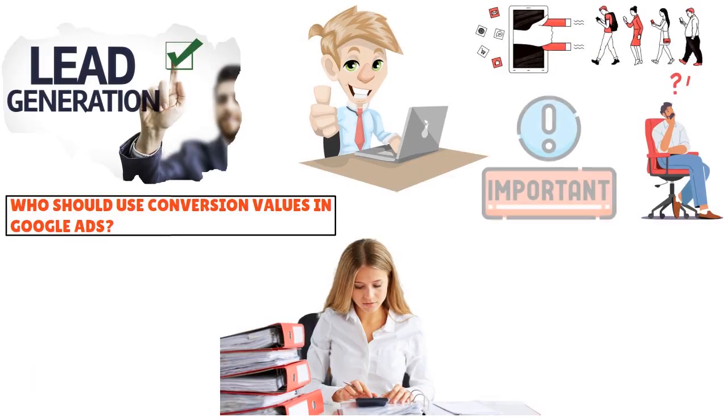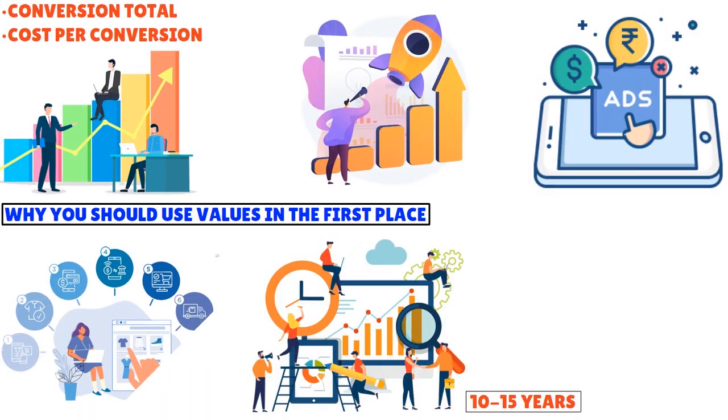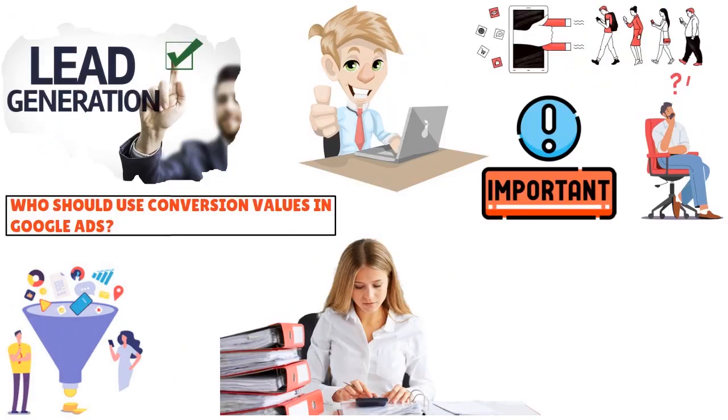First of all, you have better transparency into campaign performance, and that's really important from a scalability point of view. You also have a better understanding of which campaigns are the most profitable. Let me explain what I mean here. When I say better transparency into campaign performance, if you're an e-commerce company, it's very easy to log into Google Ads and see which campaigns are not only performing well, but which are the most profitable. Very straightforward, nothing complicated.